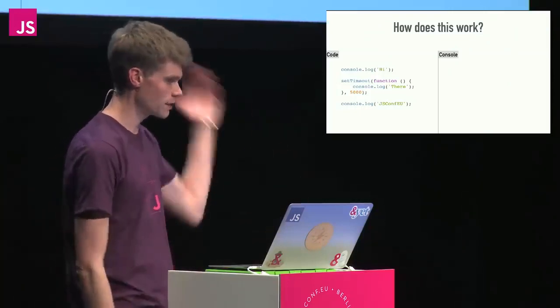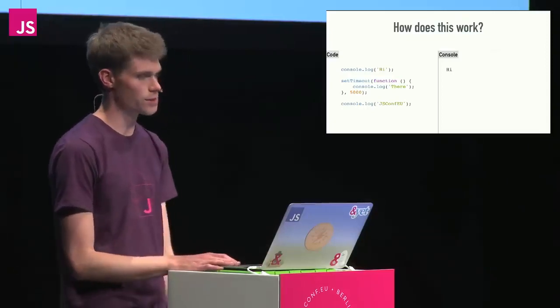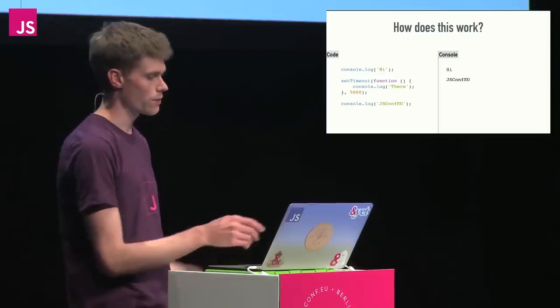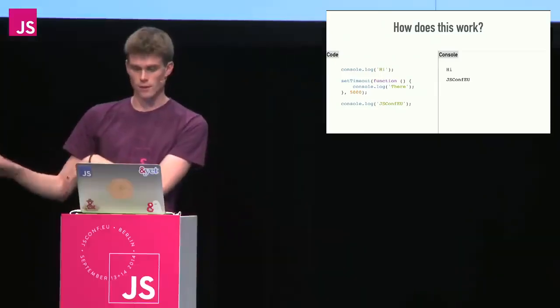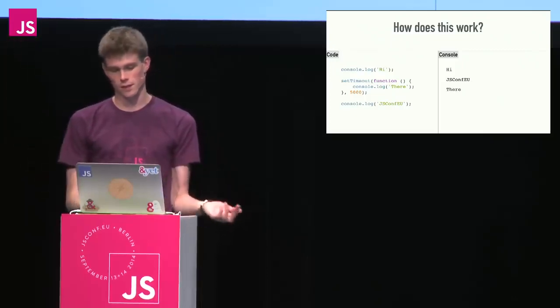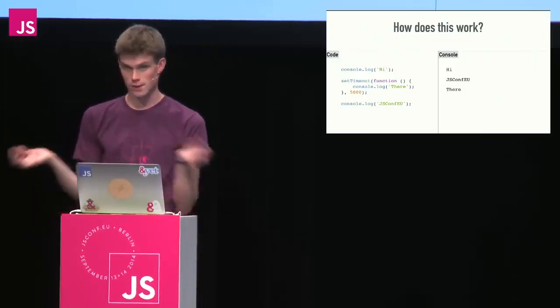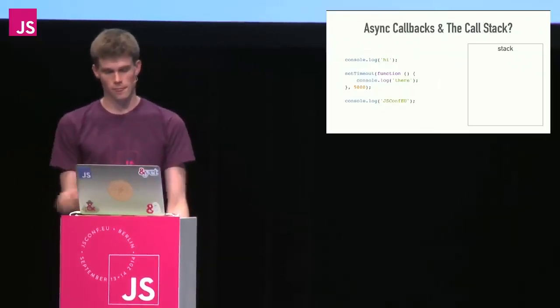So, a simple example to remind people just where we're at. Code like this, console.log hi, right? We run the setTimeout, but that queues the console.log for the future somehow. So then we skip straight onto JSConf EU, log that, and then 5 seconds later, we log there, right? Make sense? Happy? Basically, that setTimeout is doing something.